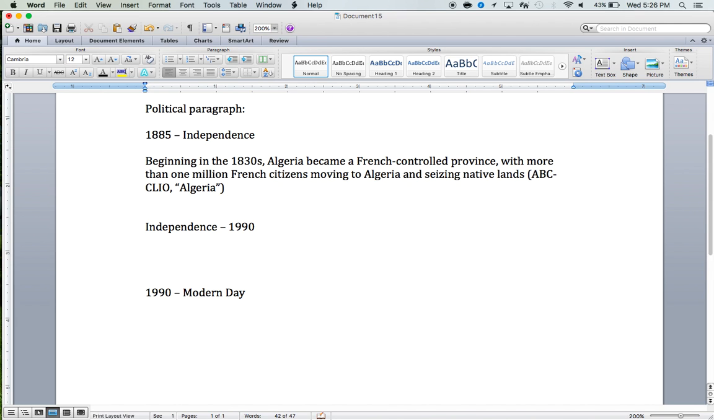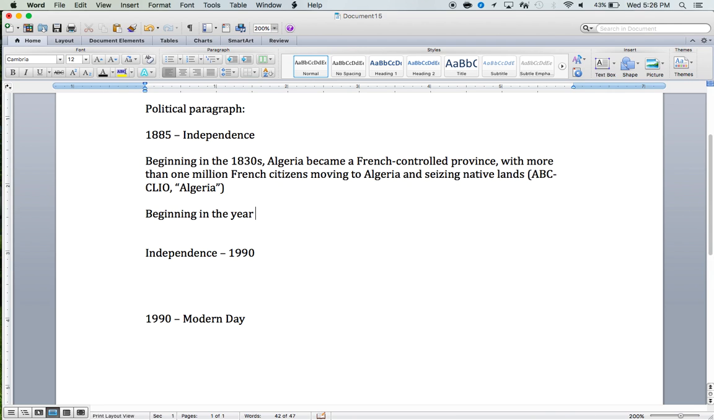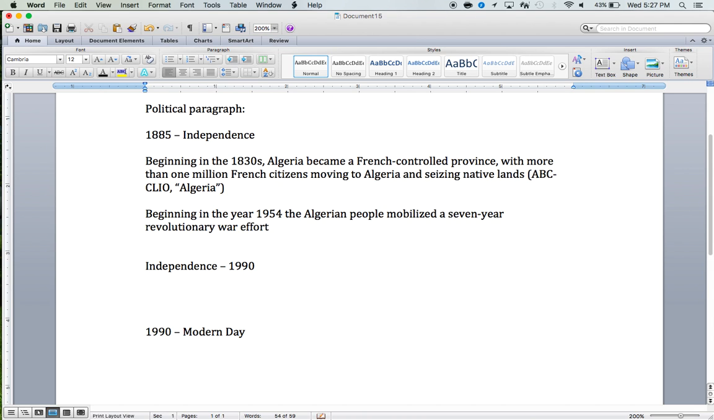So now, if we're looking for the year of independence, we'll add one more sentence, because there is stuff that goes on up to independence. Beginning in the year 1954 in Algeria, the Algerian people, I'm going to say, mobilized a 7-year revolutionary war effort, which was led by a radical group known as the Algerian National Liberation Front. Now, it's not often that I'm going to have proper names in there, but this is a pretty important fact. There's this really powerful radical group.